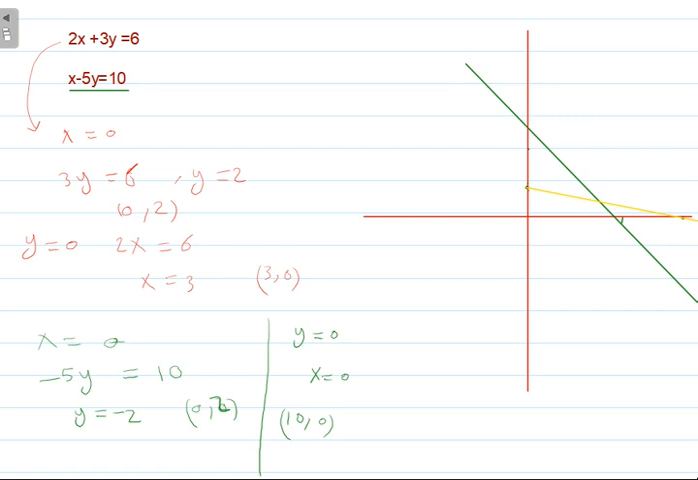Obviously, there is an intersection between the 2 lines at this point, and this point will be the solution of the system. So this point here of x and y is a solution of the system. So the system is a consistent system of linear equations.